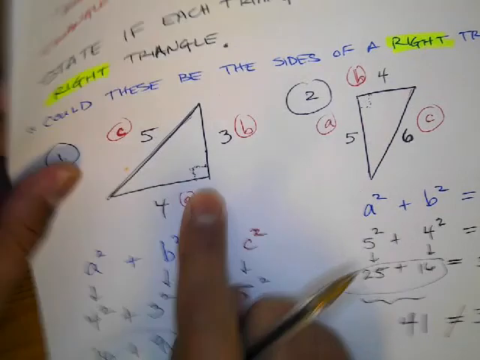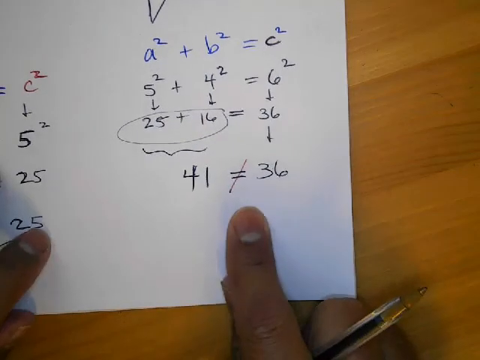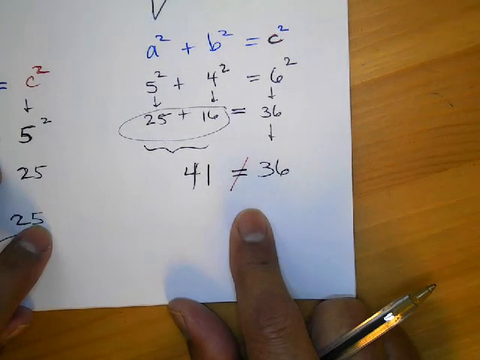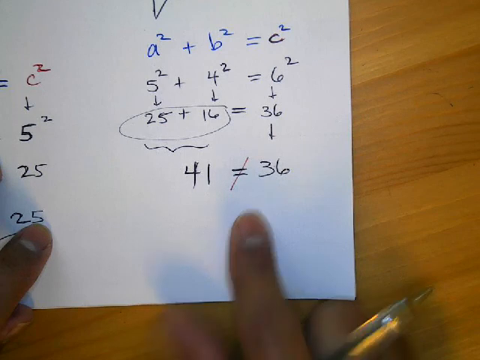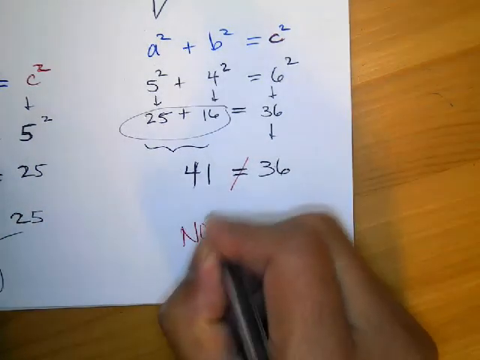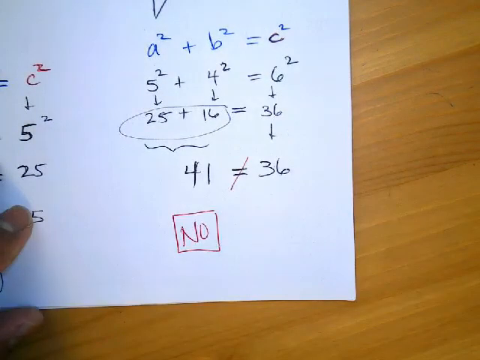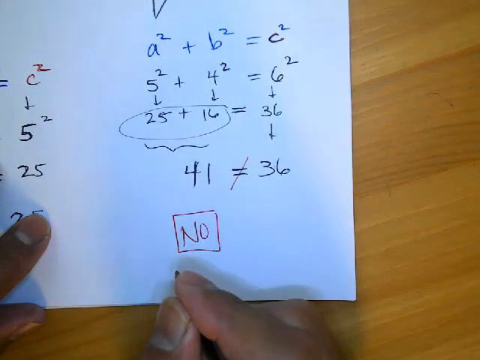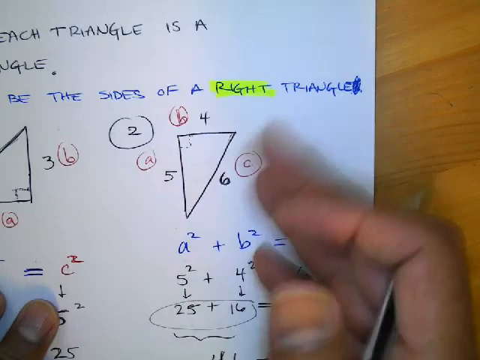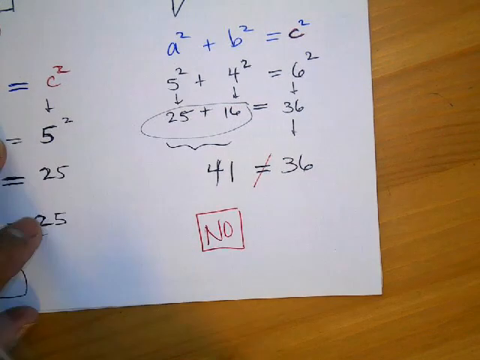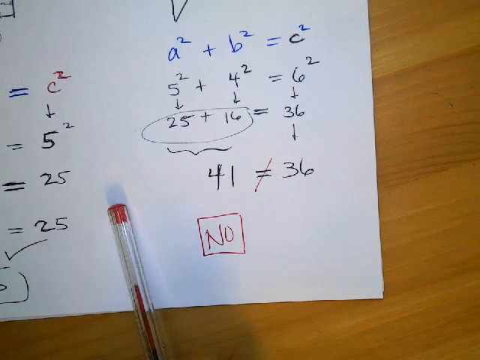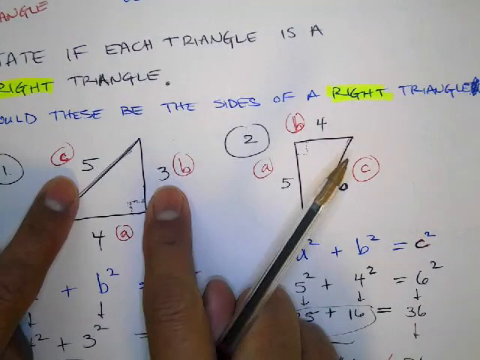So all you're checking is this. If you do it and you get an equal sign, yes, this would be the sides of a right triangle. If you check it and it doesn't, then you're going to say no. This is not a right triangle. Not a right triangle. It's a triangle. You can have a triangle 4, 5, 6, but it's not a right triangle.